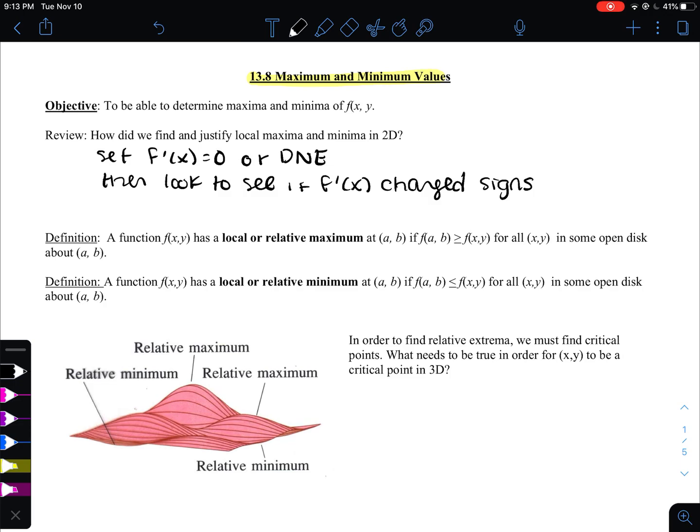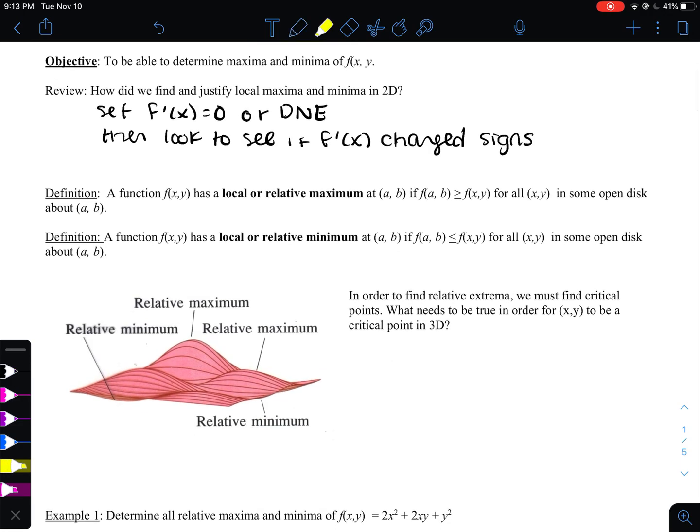Depending on what you were looking for, that determined what kind of change you were identifying. Now, in general, something that I'll go through first is the definition of a local or relative maximum. It means that the value at the point we're looking for is greater than or equal to all other values. It's the greatest point in that area, and that's what it means by some open disk in that area. To be a local or relative minimum, it just has to mean that the value of the function at that point is less than or equal to all others. It's the lowest point in that area.